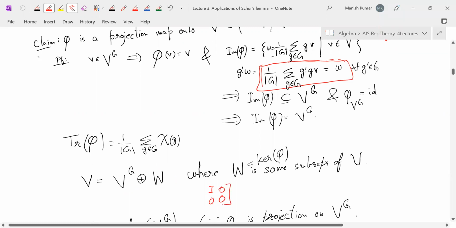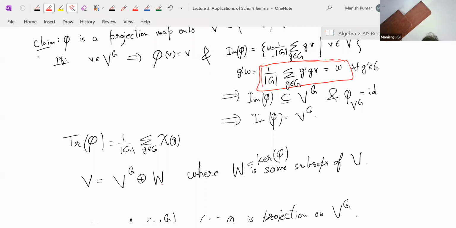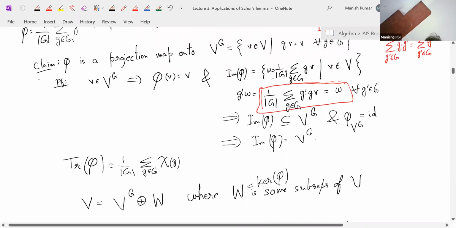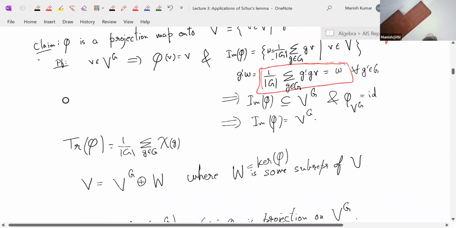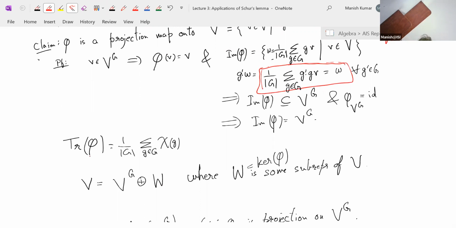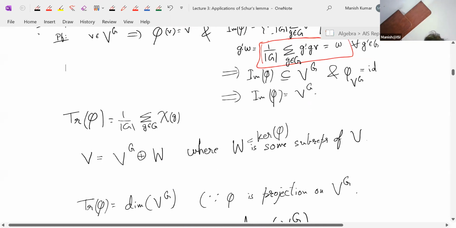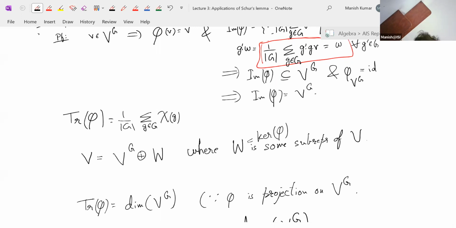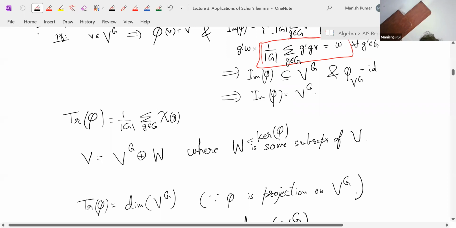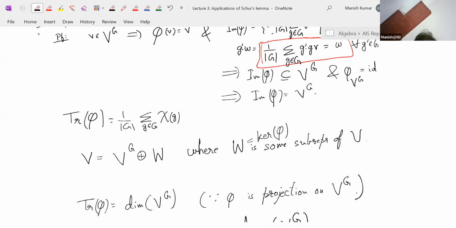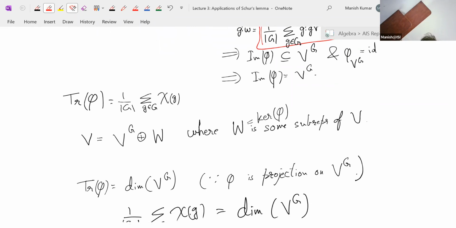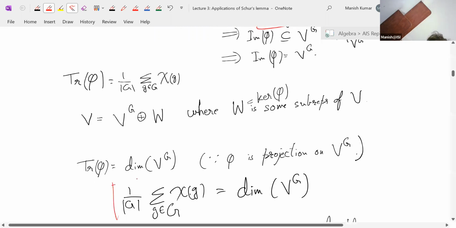This is what you get if you take a basis of V^G and a basis of W and put them together to get a basis of V. For any element of the group G, you consider this linear map phi: it is identity on this part and 0 on this part. So that is the matrix you get. That tells you that the trace of phi is the dimension of V^G. That is why projections are useful, because then it becomes easier to compute the trace. So these two numbers are the same, and that is what we wanted to prove.